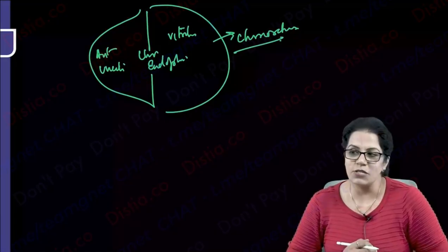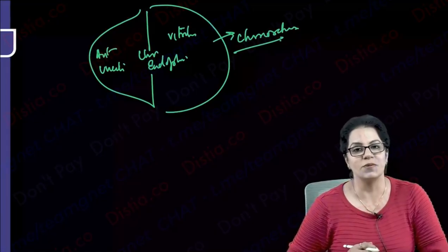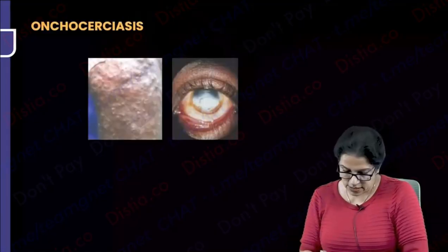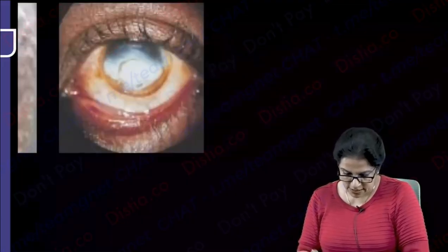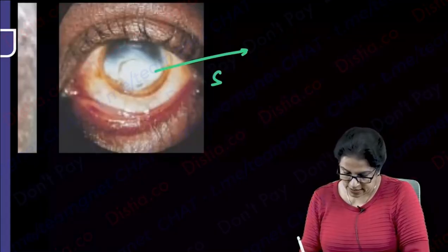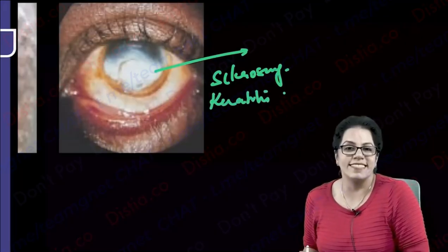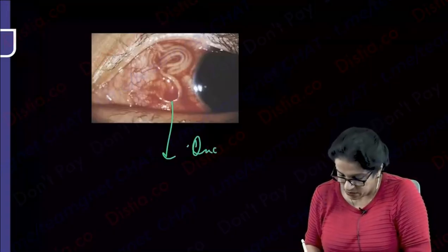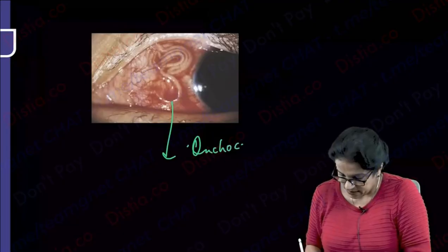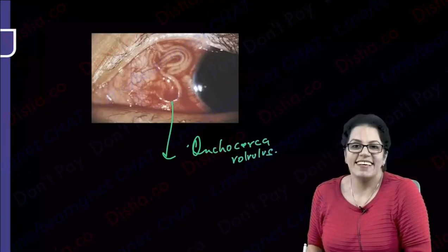Okay, so much information about bacterial, viral and parasitic infections which can lead to uveitis. So, this is onchocerciasis, these are the skin lesions, and here you can see sclerosing keratitis in onchocerciasis. See, this is the worm which is seen subconjunctivally. We are looking at Onchocerca volvulus. I know it looks frightening, right?